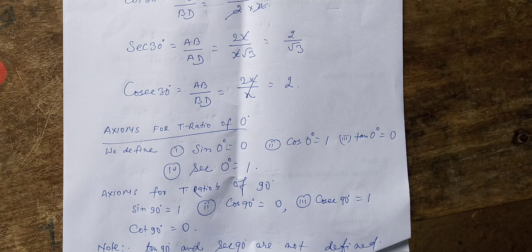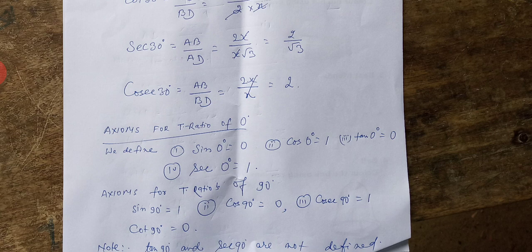Now axioms for T ratios of 0 degree. We define that sin 0 degree is equal to 0, cos 0 degree is equal to 1, tan 0 degree is equal to 0 and sec 0 degree is equal to 1, which you have to remember.